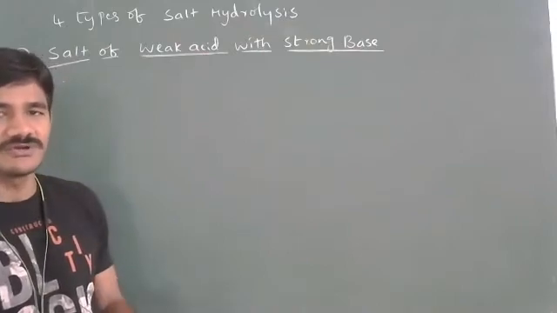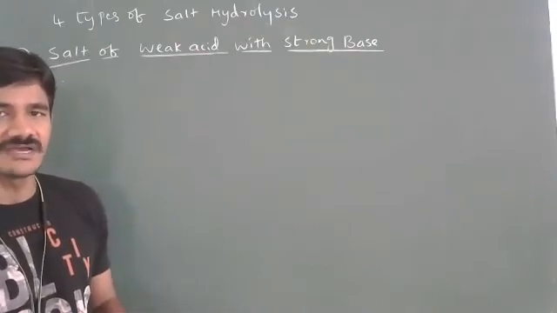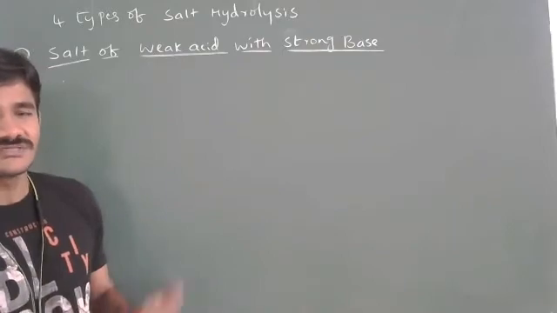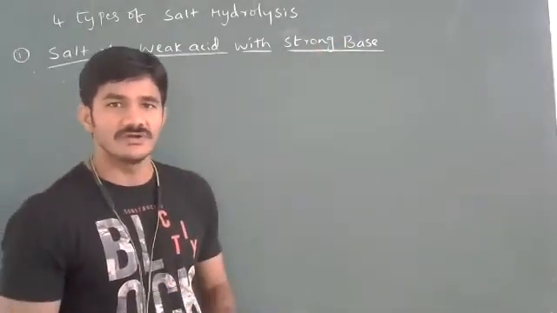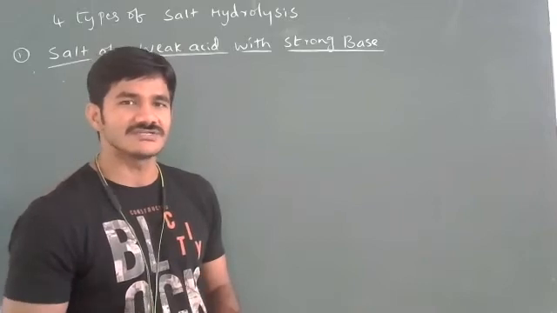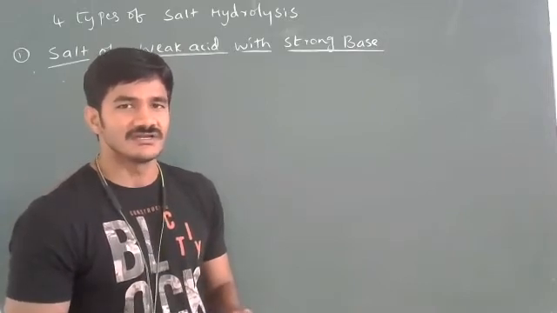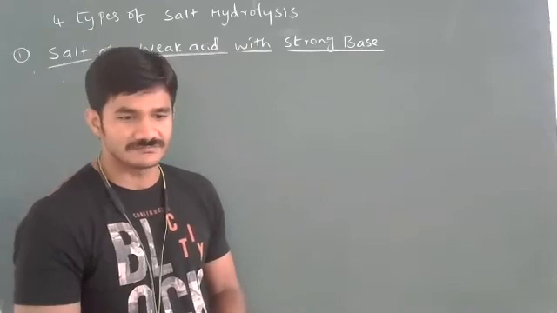Weak acids are what? Carbonic acid, acetic acid, formic acid, hydrofluoric acid. So these are different types of weak acids. Strong bases: sodium hydroxide, potassium hydroxide, calcium hydroxide, cesium hydroxide. So these are different types of strong bases.